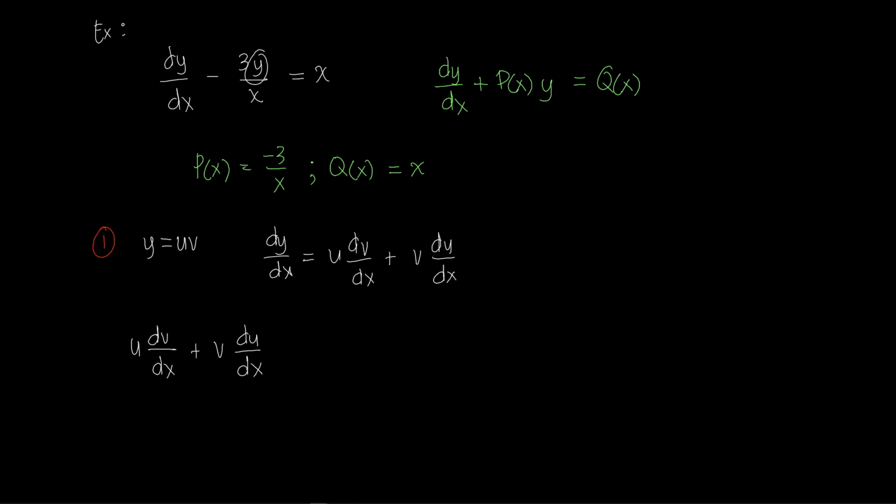And then for our y, we also substitute this. It becomes minus 3 uv over x, since y is replaced by uv, equal to x. So we are done with step 1. Step 2 is factor the parts involving v. So we factor out the v.